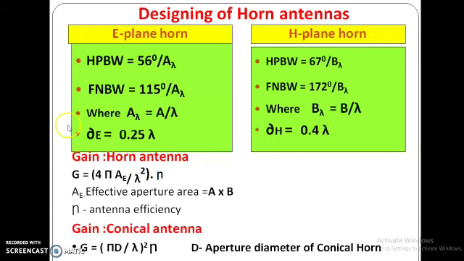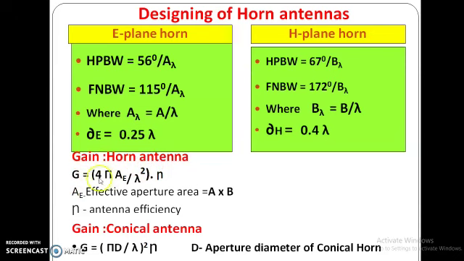This means while designing, these two parameters, delta H and delta E, are very important. If you choose beyond this particular threshold value, then there is a large phase error, and then the antenna will not work, or we can say directivity starts decreasing.